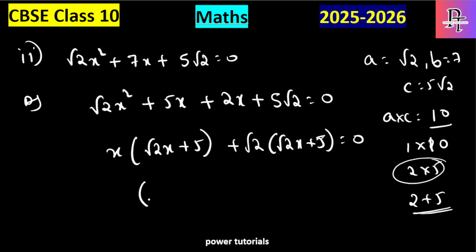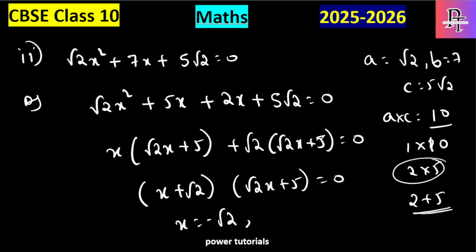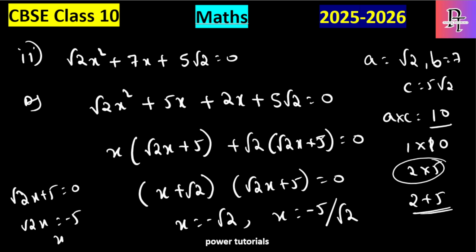Now let's write the final step, which is x plus root 2 into root 2x plus 5 is equal to 0. So the values are x is equal to minus root 2, and here I'll show how I got minus 5 by root 2. Root 2x plus 5 is equal to 0. So root 2x is equal to minus 5, then x is equal to minus 5 by root 2.